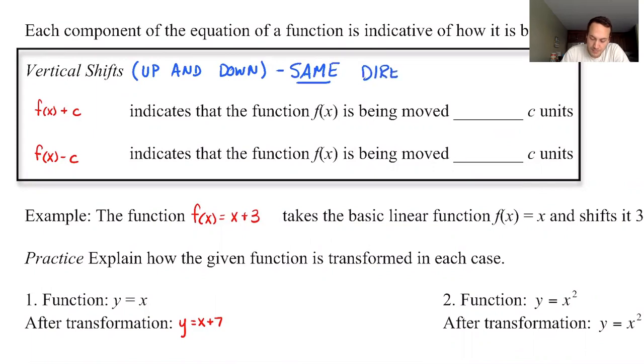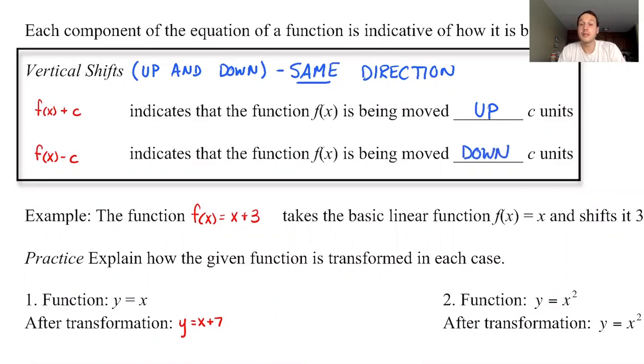What do I mean by that? F of x plus c. So if I'm adding something, I'm getting more. This is going to move up c units, okay? F of x minus c, I'm subtracting something, so I'm getting smaller. This is going to move down c units, okay?